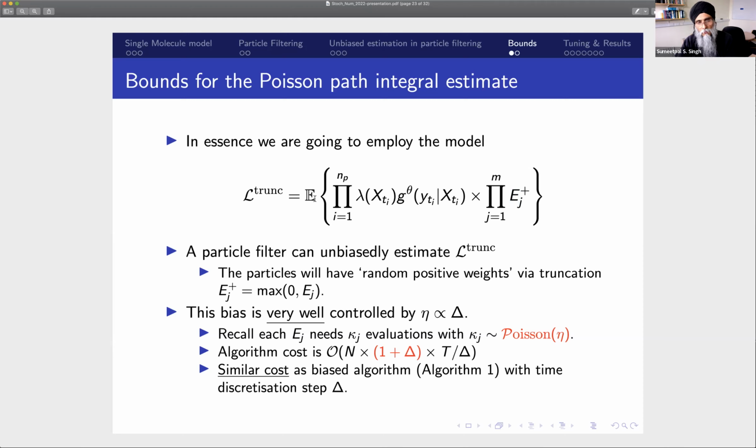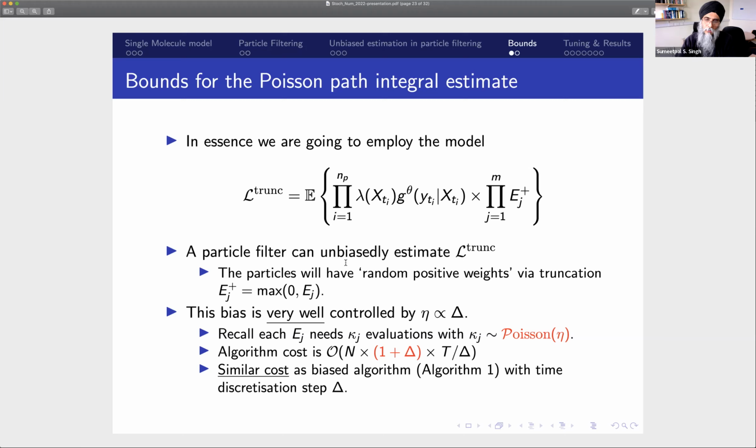So in essence, we have introduced a bias because this is not the true weight. This is the truncation. Therefore, if we implement a particle method that estimates this unbiasedly, we have introduced a small bias to do with the truncation. But is that bias actually significant? It's not.